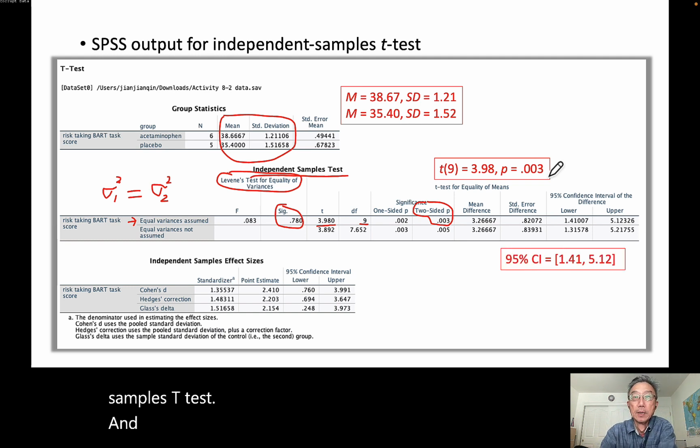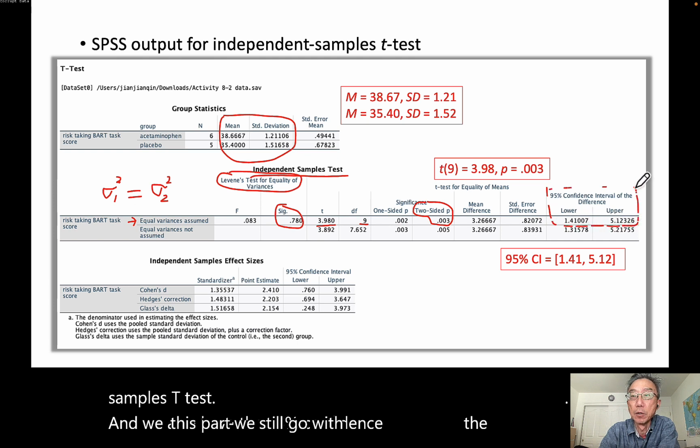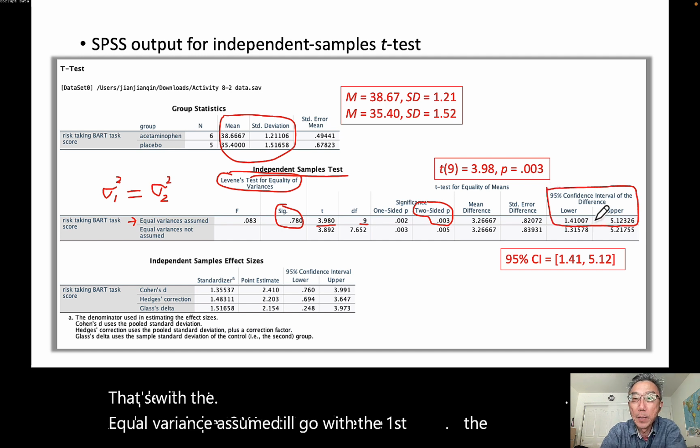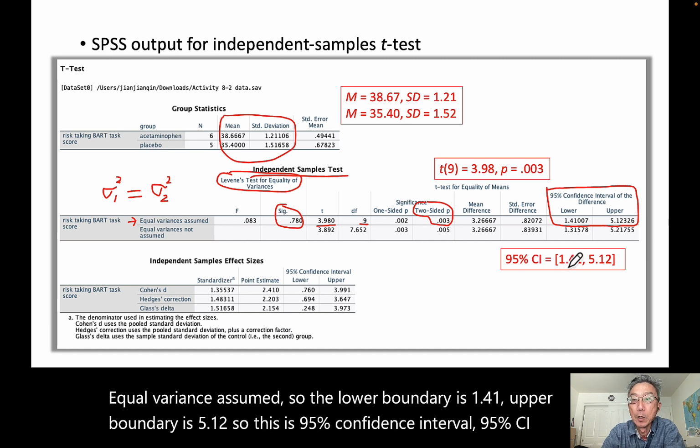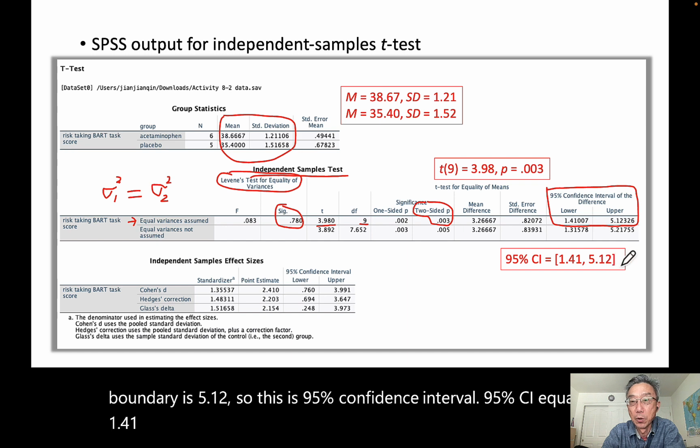We also have the 95% confidence interval of the difference, which is this part. We still go with the first row, the one with equal variance assumed. The lower boundary is 1.41 and the upper boundary is 5.12. So the 95% CI equals 1.41 to 5.12.